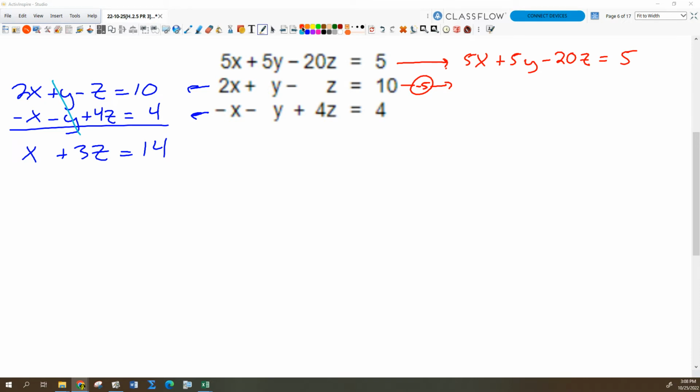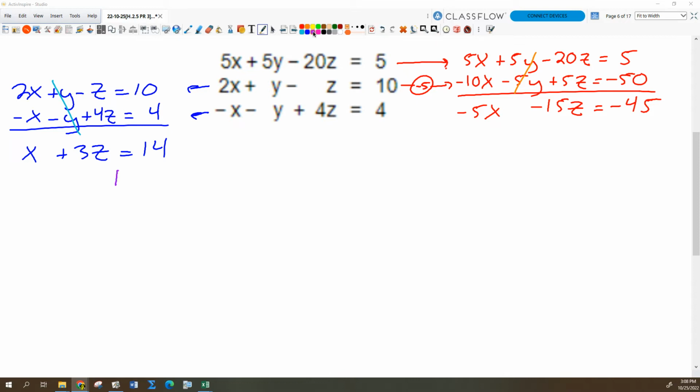And this one I'm going to get negative 10x minus 5y plus 5z equals negative 50. Okay, and if I add those up, the y's cancel, and I get negative 5x minus 15z equals negative 45. And now I'll build a 2x2 system out of those two equations in x and z, right?